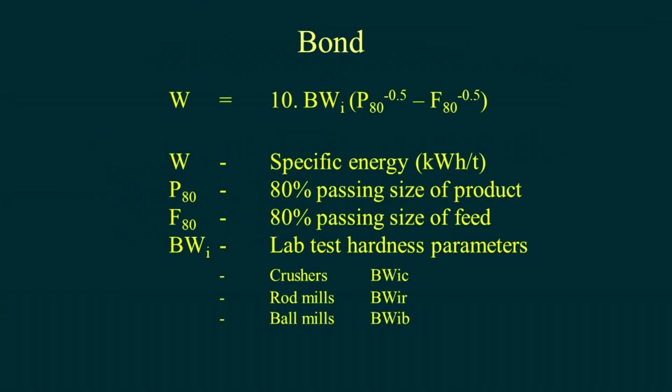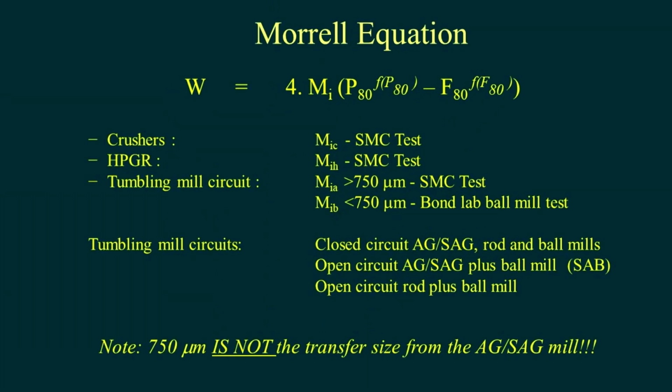So, Bond's equation, and I'm sure you've probably seen this before. Bond developed this equation to be used for sizing crushers, rod mills, and ball mills. These values here come from our laboratory test, and they get bolted into here, and this equation predicts the specific energy of these machines. My equation in form is not that much different. It's just that rather than minus 0.5, it has that ugly equation I showed instead.